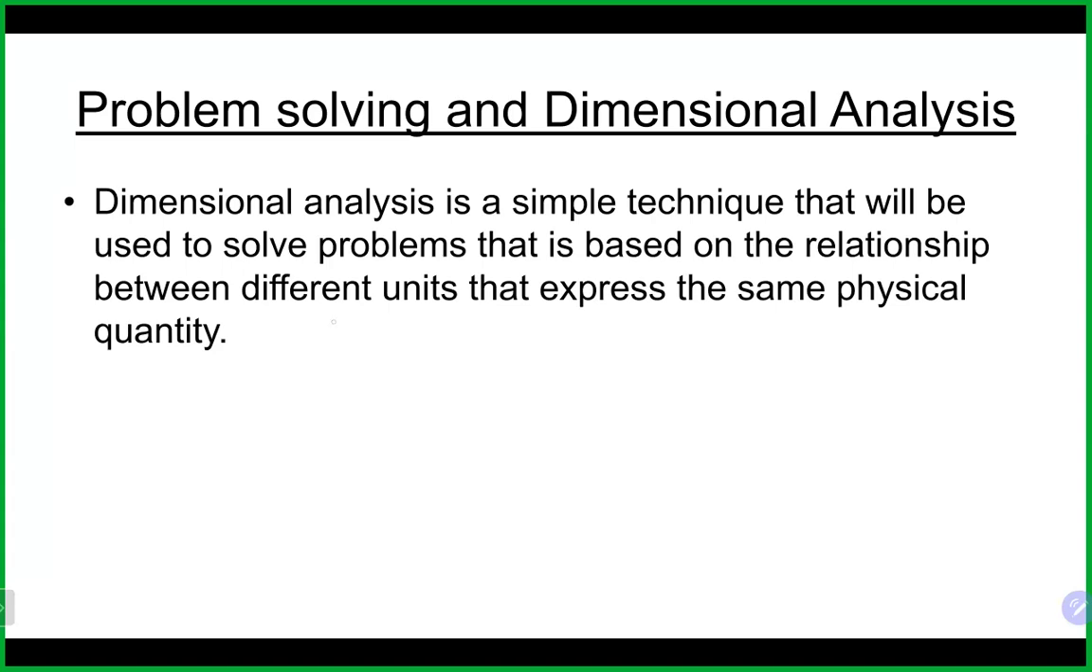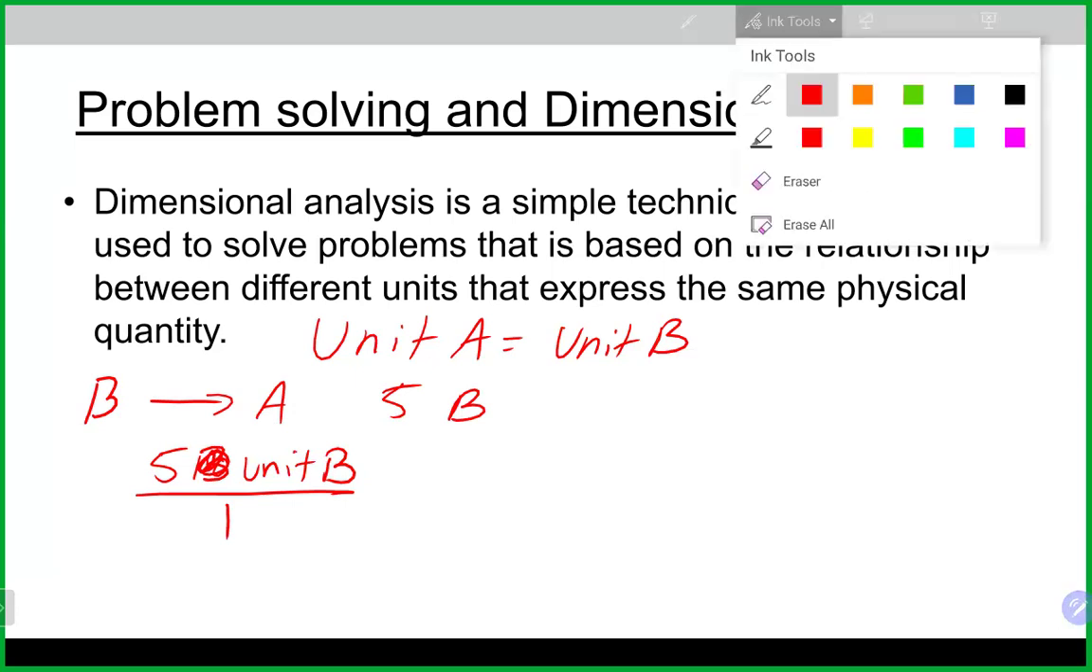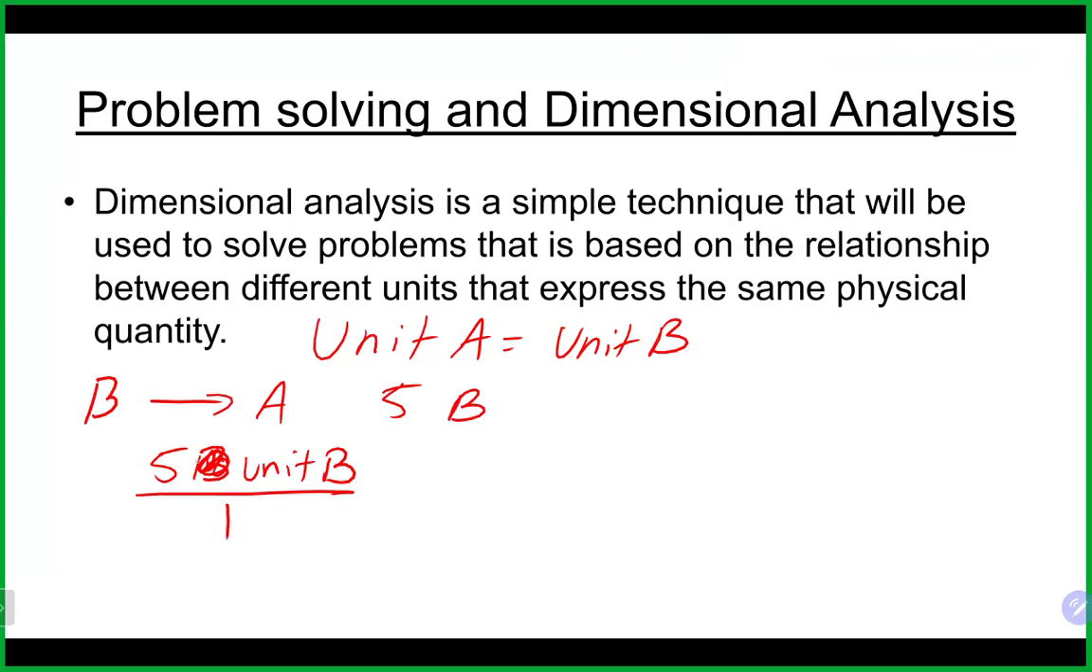So again, if we had unit A equals unit B, and we want to go from B to A, and maybe we're starting with 5 of unit B, we would set it up like we just did, in a fraction sort of sense. Unit B. We will set it up as a fraction. Again, if it helps you, you don't necessarily have to put the 1 there at the beginning, but if it helps you visualize it, go for it and put the 1 there.